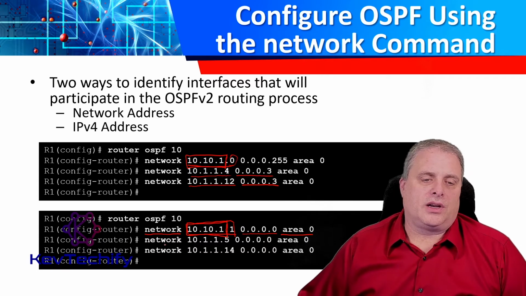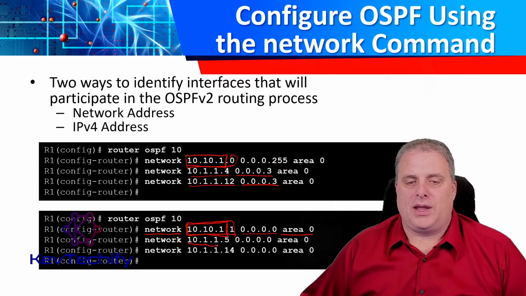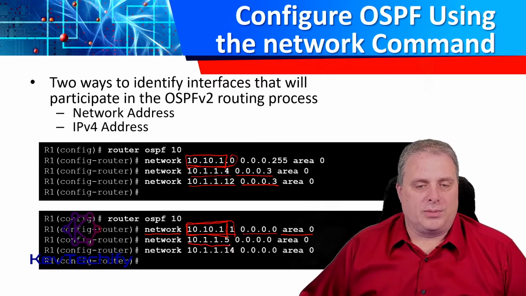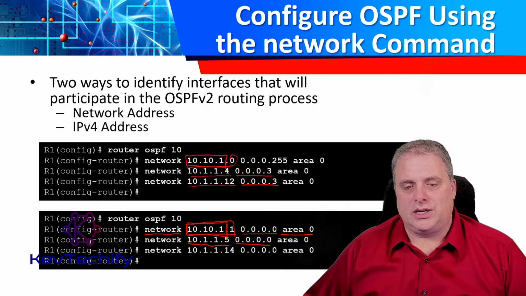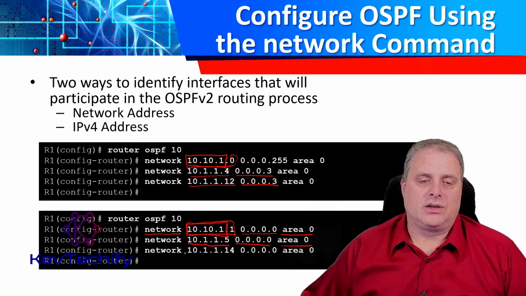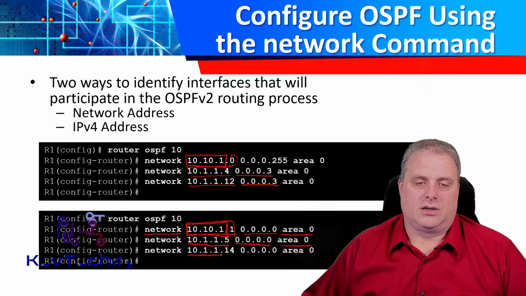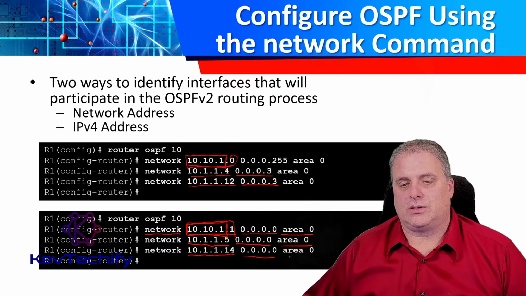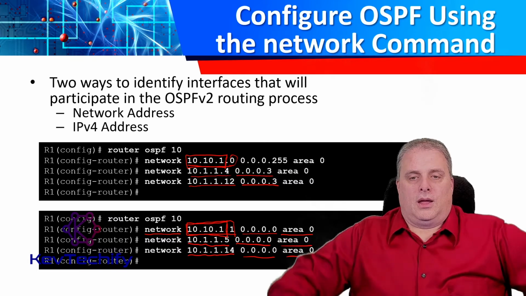We can continue in our second example. We specify the IP address of that point-to-point connection with all zeros here, saying you're going to join 0.0.0.0, and that third interface, IP address, zeros, area 0.